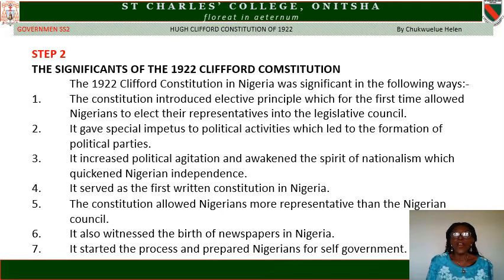Number 5, the constitution allowed more representation of Nigerians in the Legislative Council than the previous Nigerian Council. Number 6, the constitution witnessed the birth or the establishment of newspapers. Then lastly, it laid the foundation, started the process and prepared the Nigerians for self-government.